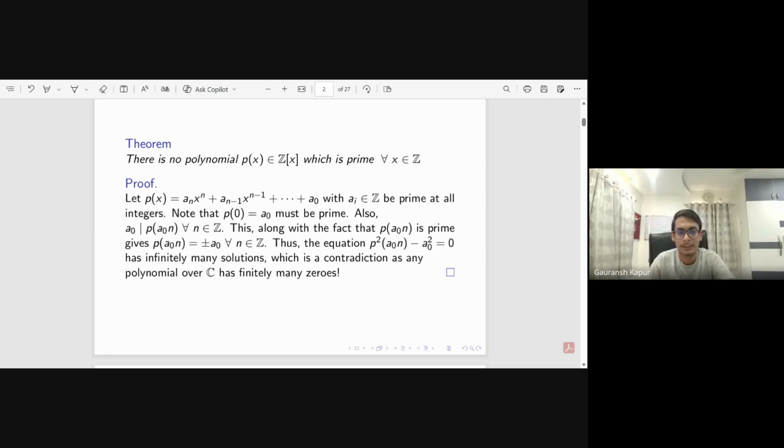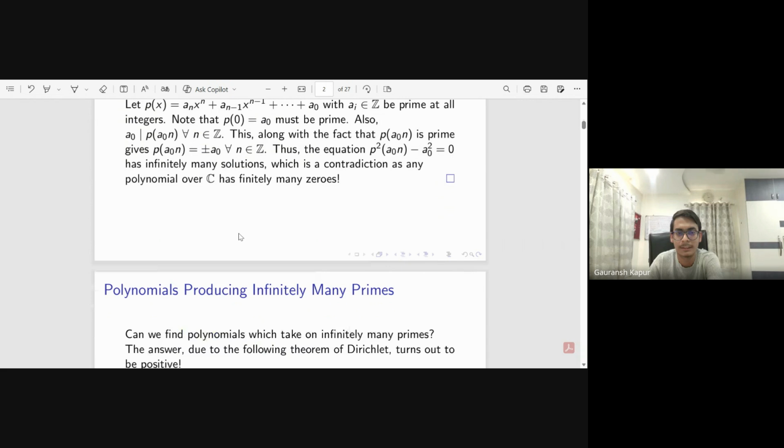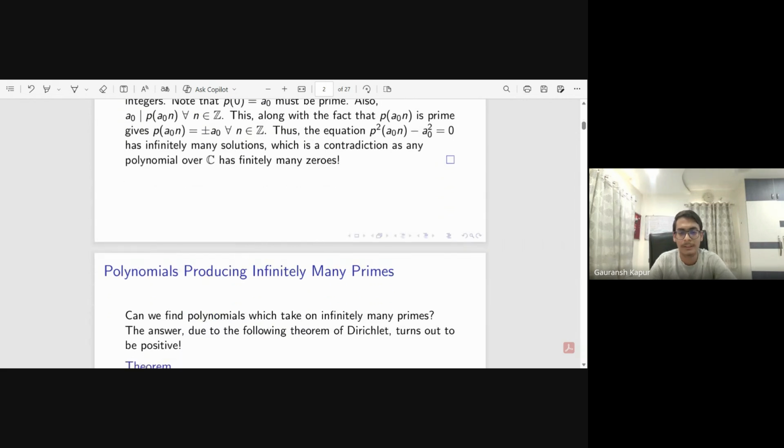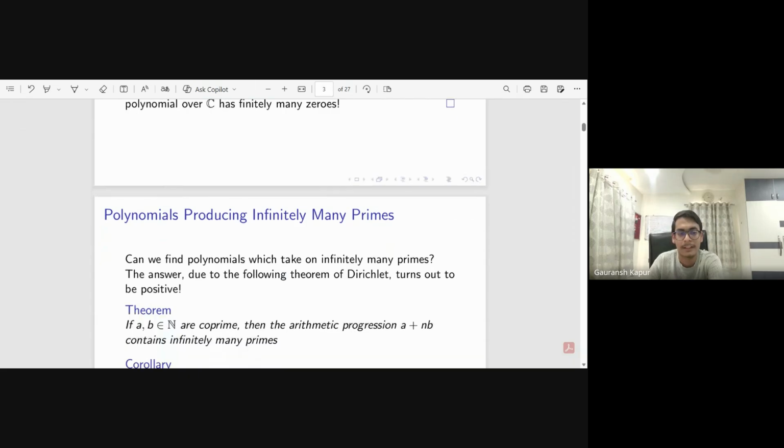Okay, moving ahead. Now we ask: is there a polynomial with integer coefficients which takes on infinitely many primes? The answer is in fact yes, and it is due to the following theorem of Dirichlet, called Dirichlet's theorem on primes in arithmetic progression. If a and b are co-prime natural numbers, then the arithmetic progression a plus nb contains infinitely many primes. The proof of this is very non-trivial, so we leave that.